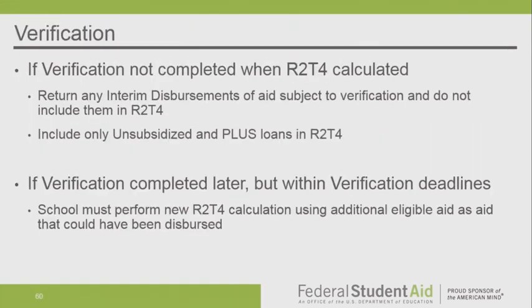Another couple of issues about R2T4, and one of them is verification. Sometimes students withdraw early in the semester or later in the semester, whatever it is, but they withdraw before you have completed verification on that student for that period. Now, if they withdraw and verification is not completed, you have to return any interim disbursements of aid that's subject to verification, and you don't include those in R2T4.